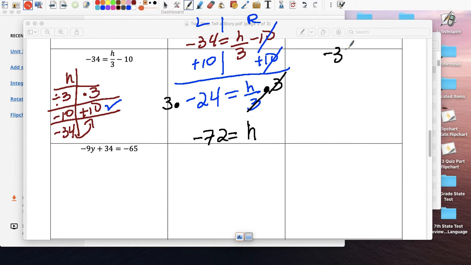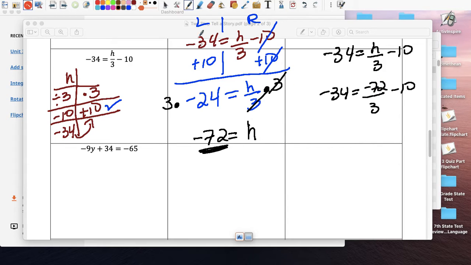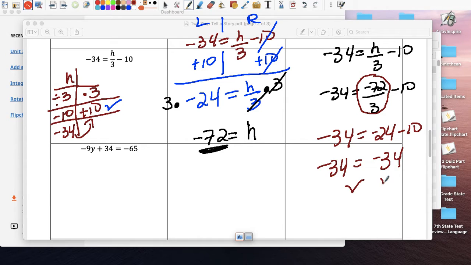Do our check. H divided by 3 minus 10. Negative 34 equals h divided by 3 minus 10. So in h, instead of h, I'm going to put negative 72. So what's negative 72 minus... Sorry, negative 72 divided by 3 is negative 24. Right? And then you're going to do minus 10. Negative 34. And what's negative 24 minus 10? Negative 34. So you see, the left expression and the right expression are equal to each other.